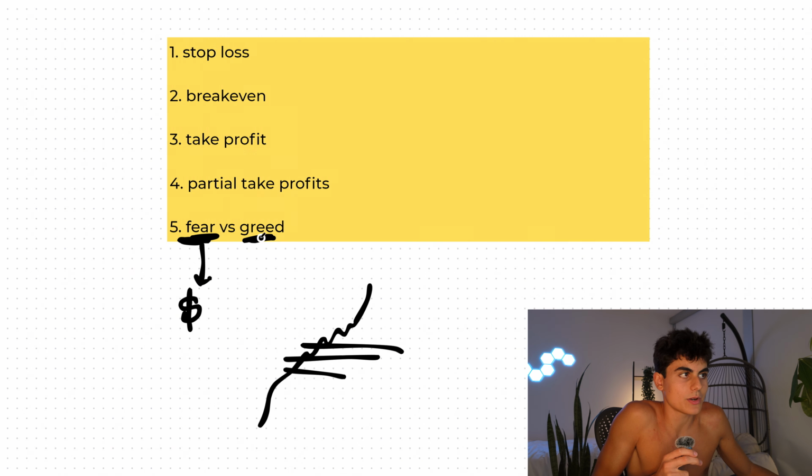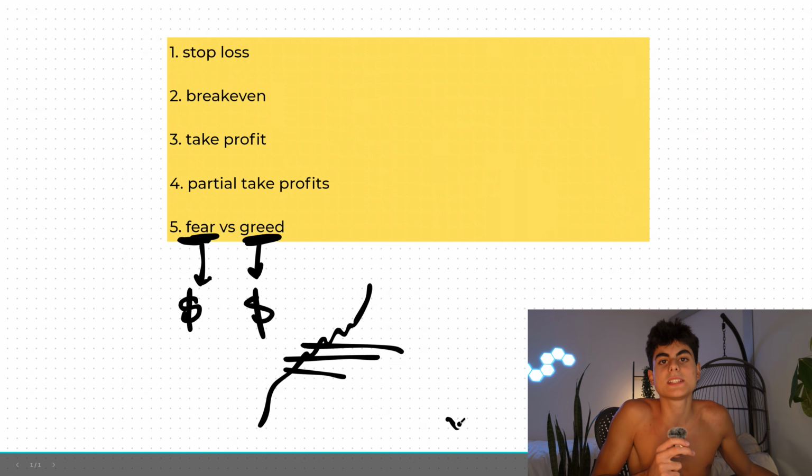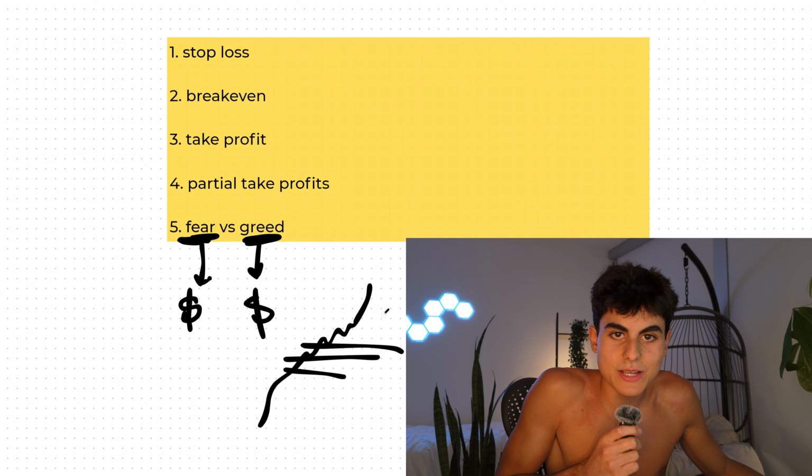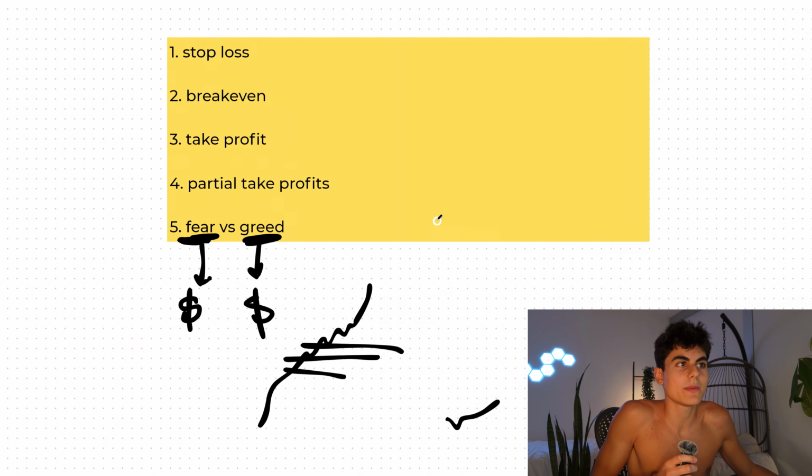And then greed is also another way it can be linked to money, because you're saying that you want to take, let's say, a 1 to 10. Why? Because you want to make as much money as you can. So it's the completely different side of the spectrum. One is you want to make a lot. The other one is you just want to make something.